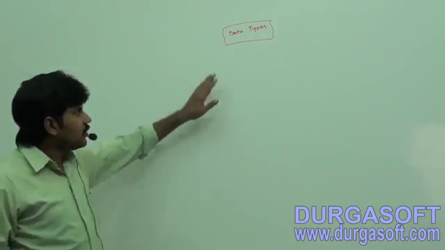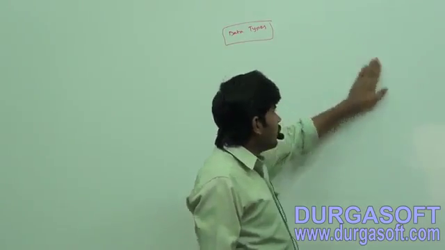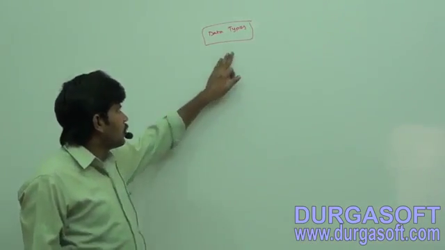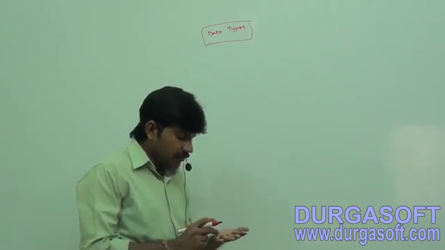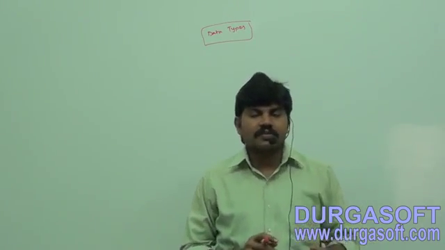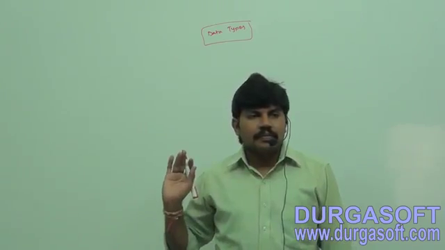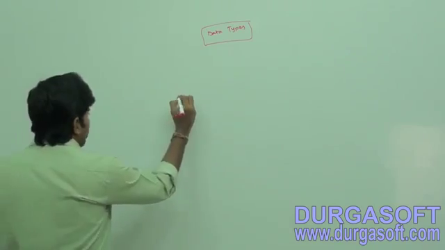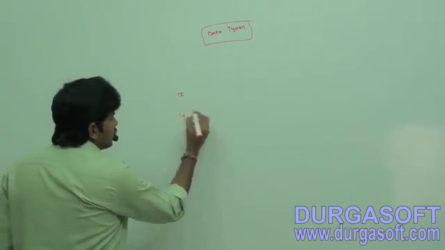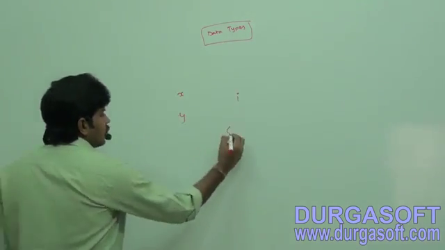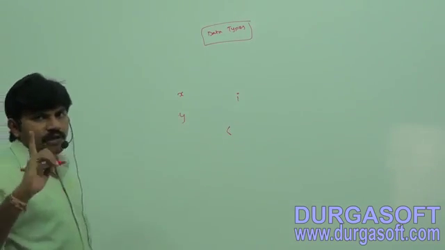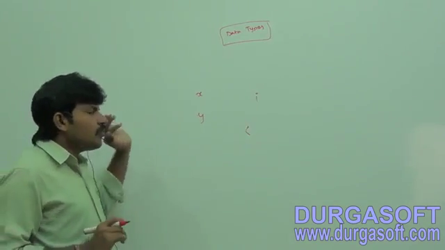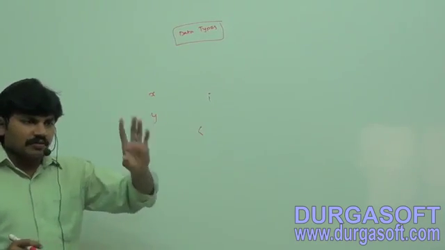Just observe. Before discussing the data types, let me talk about a few conclusions at the language level. In Java, every variable should have some type. If I am taking any variable, either X, or Y, or B, every variable in Java should have some type. Without a type, you can't declare a single variable.